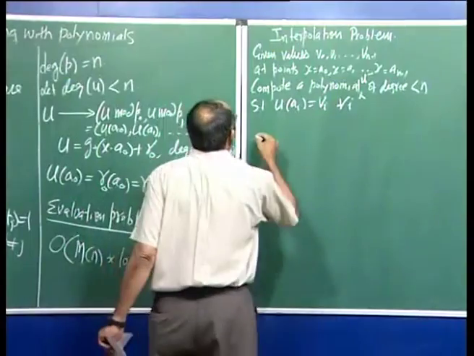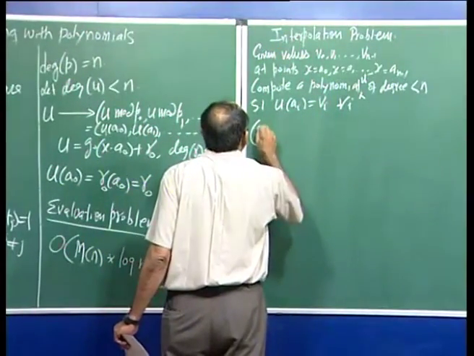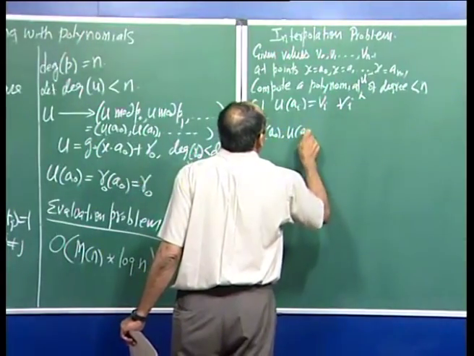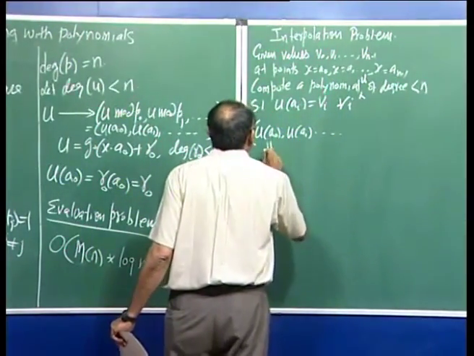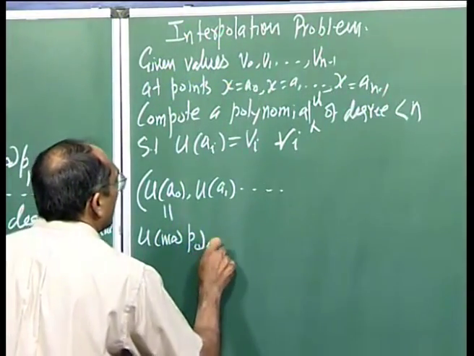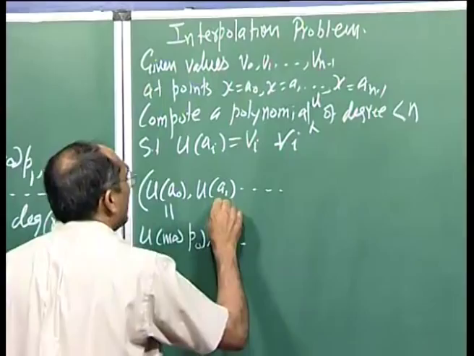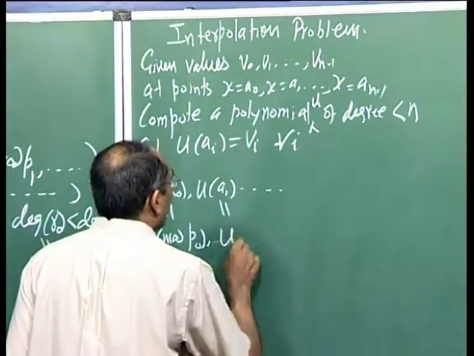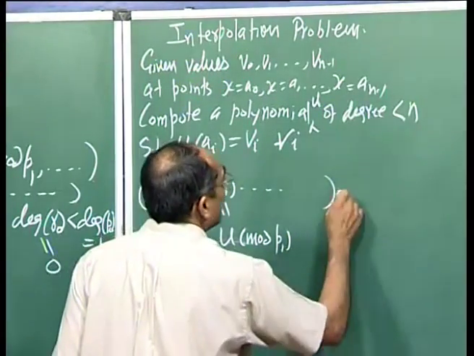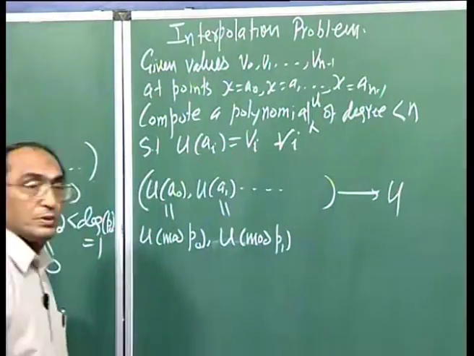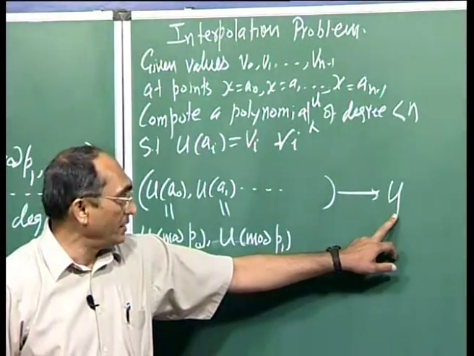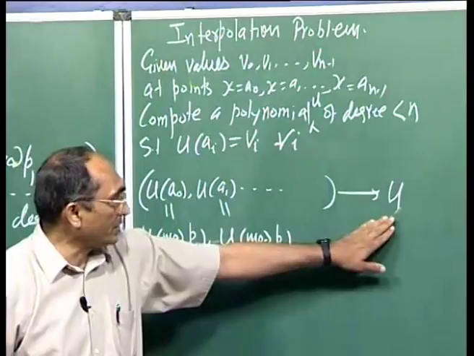This is exactly the reverse problem. Now, we are given u at a0, u at a1, which is the same as u modulo p0, and so on. This would be u modulo p1 and so on. Given this, we will give you a polynomial u of degree less than the degree of p, which is n. So, this has degree at most n minus 1.